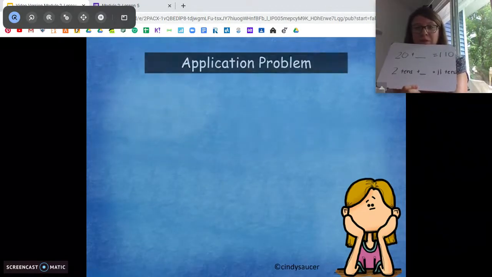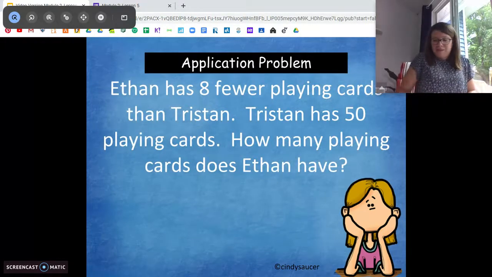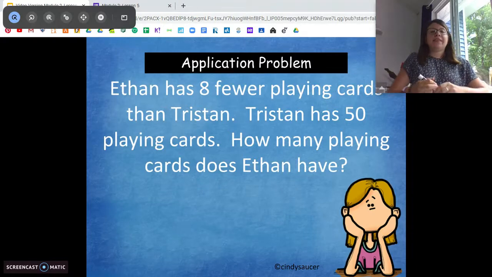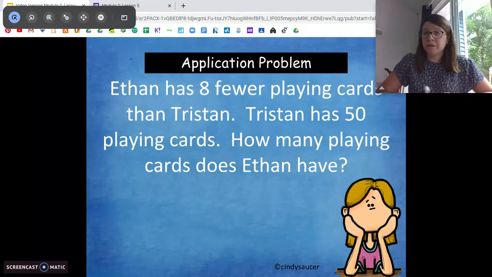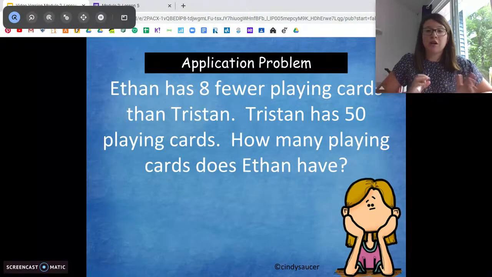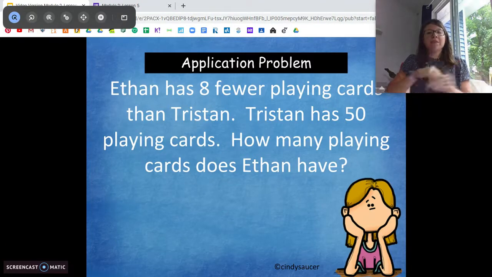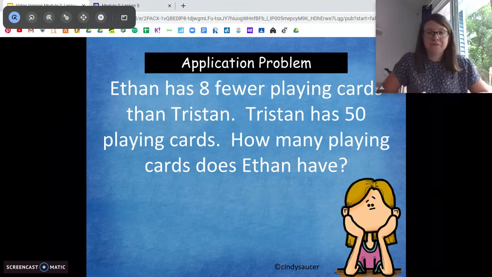Awesome. All right, let's get into our application problem today. Here we go. It says Ethan has 8 fewer, or 8 less, playing cards than Tristan. Tristan has 50 playing cards. How many playing cards does Ethan have? I want you to take a second, turn and talk to somebody at home, or you can just talk to me. Are we adding in this problem or subtracting? And how do you know?